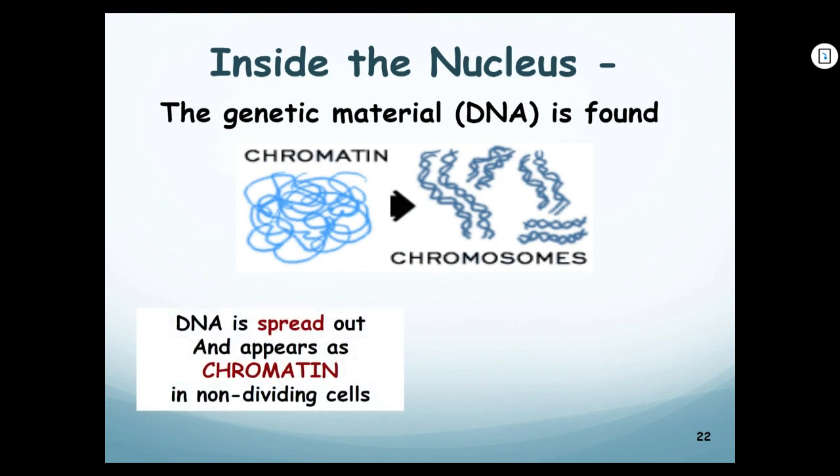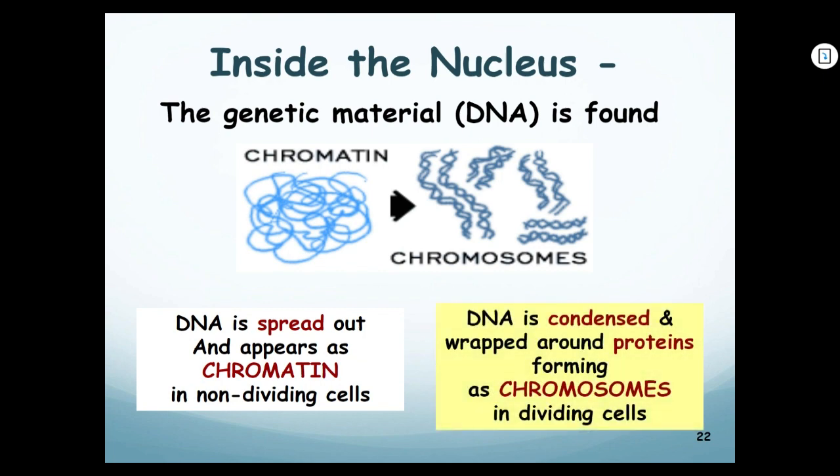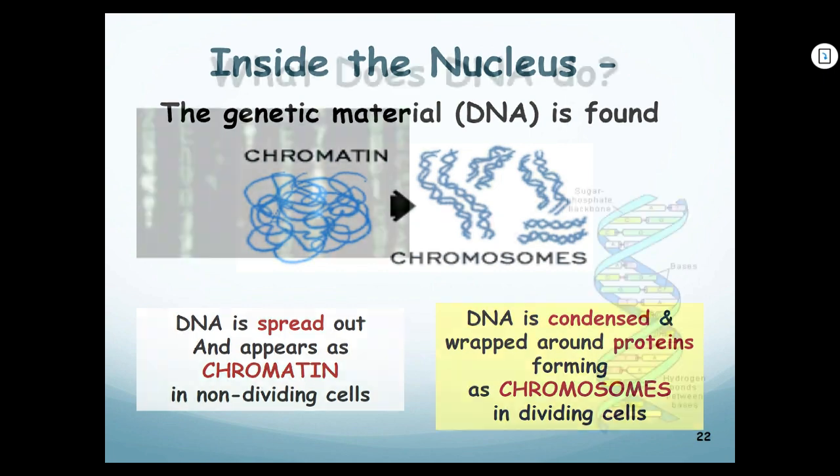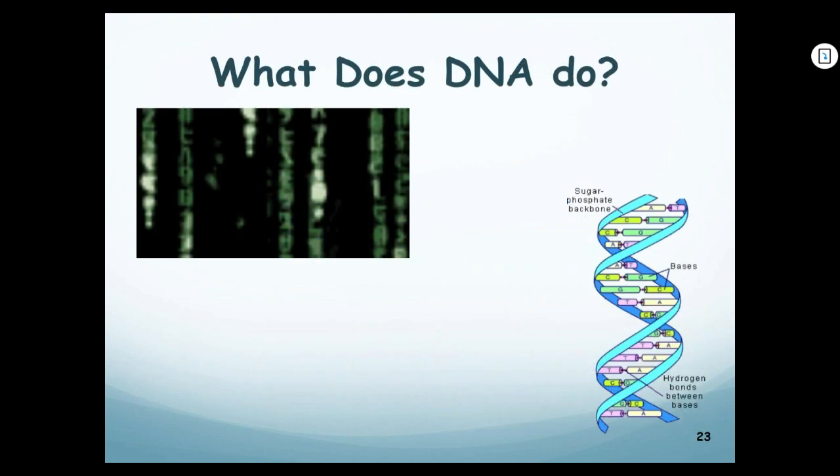And so DNA is spread out. Like I said, it's kind of thread or spaghetti looking in this chromatin form. But when it's getting ready to divide, it condenses into these thicker chromosomes right here, these guys right here, so that it can go into different cells. And we'll go into more detail when we get to mitosis and meiosis for that.